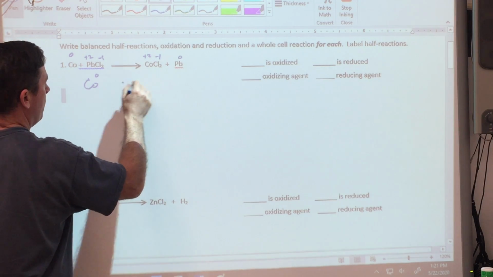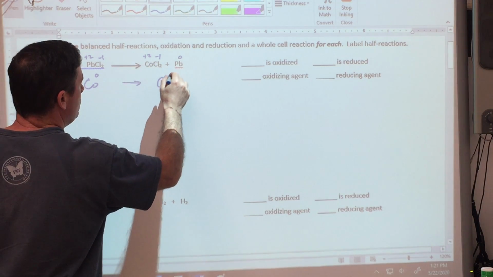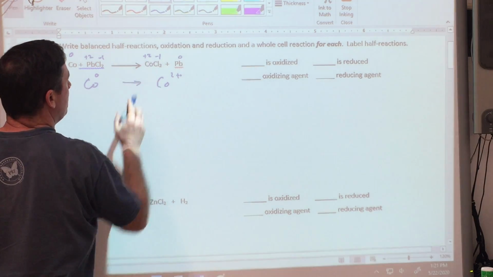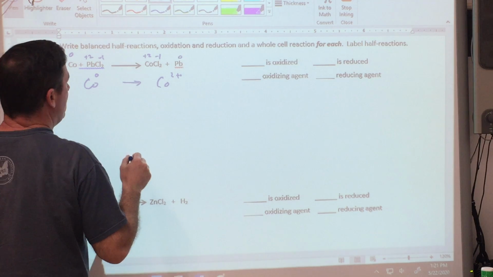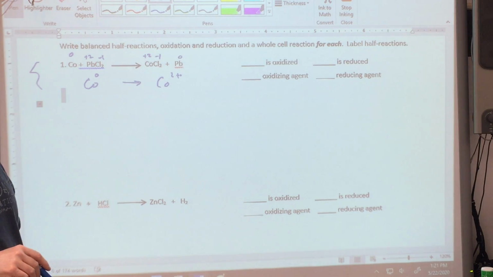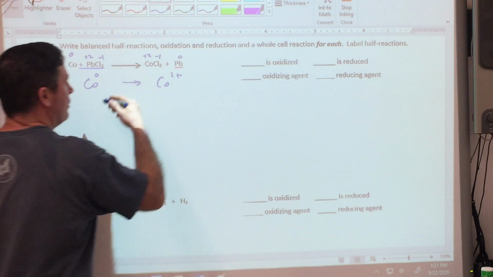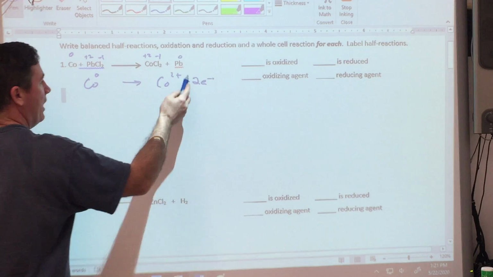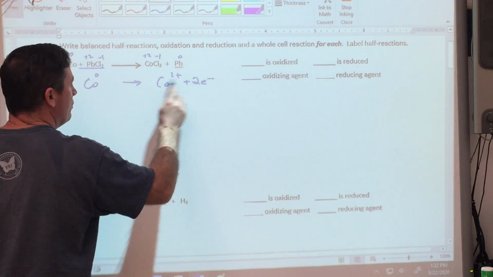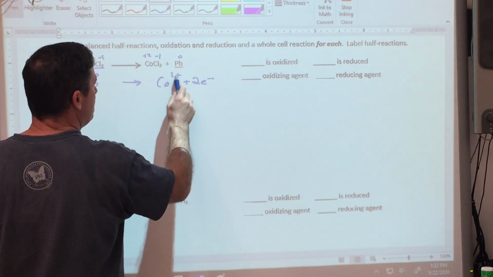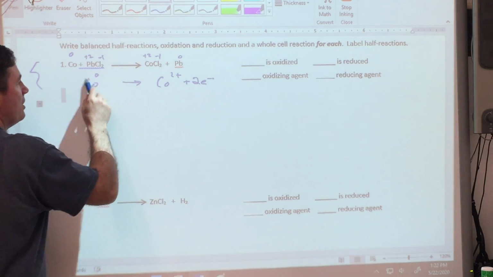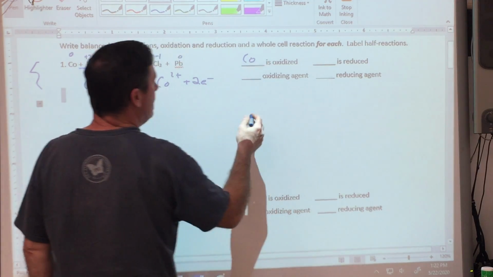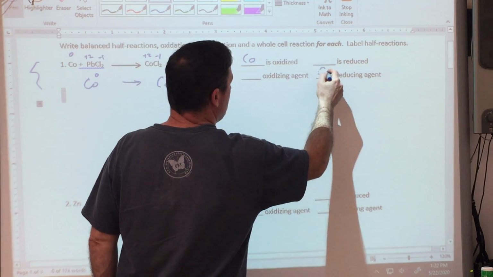Cobalt 0 to cobalt 2 plus. Well, the oxidation number went up, and by now, hopefully you know that if the oxidation number goes up, that means it's lost electrons, and therefore the losing of electrons ends up as a product. So we have electrons on the right side, on the product side. Positive 2, negative 2 equals 0. What's getting oxidized? Cobalt. Whatever gets oxidized is the reducing agent.